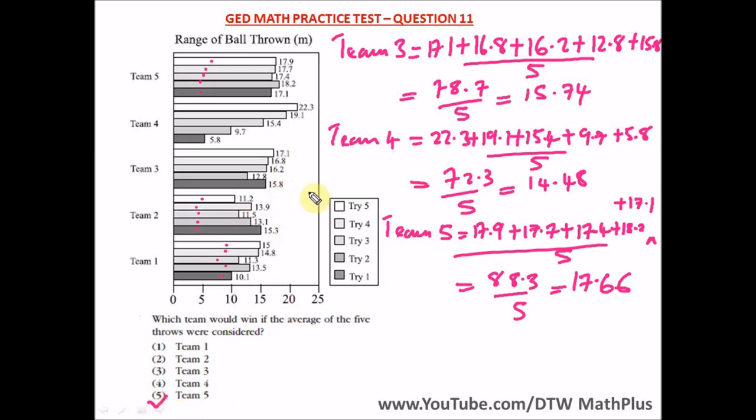When you have this particular question, don't waste your time going to the lower ones, because you would have spent more minutes if we calculated for team 1, team 2, all the way to team 5. Just look at your graph, strike out some, and go to the three next teams or values that you feel the average would fall in. So here our answer is option 5.